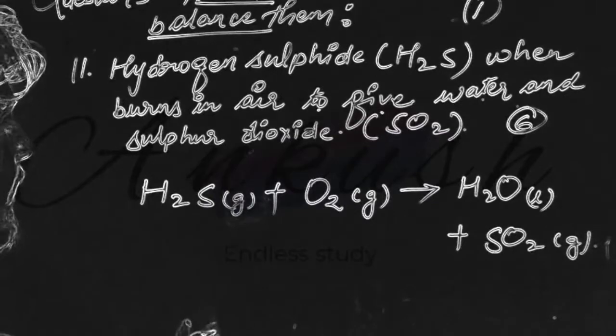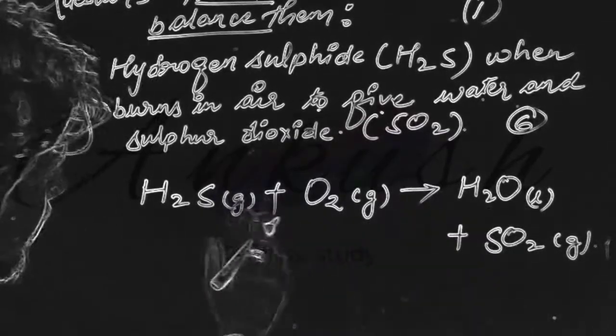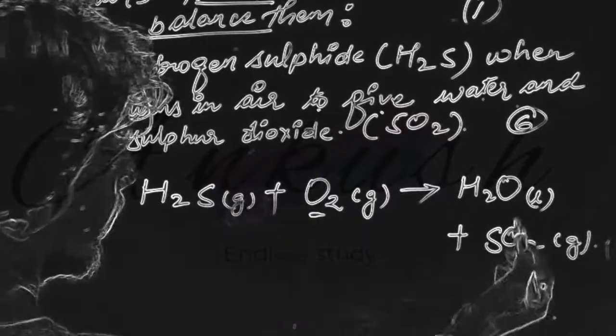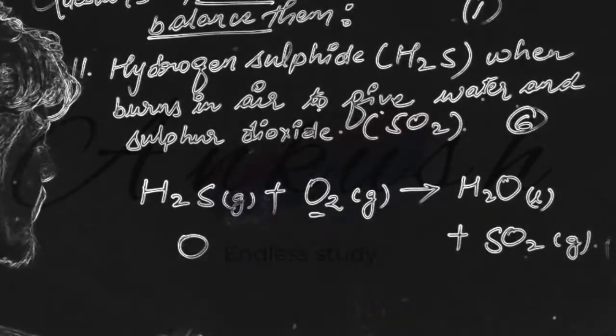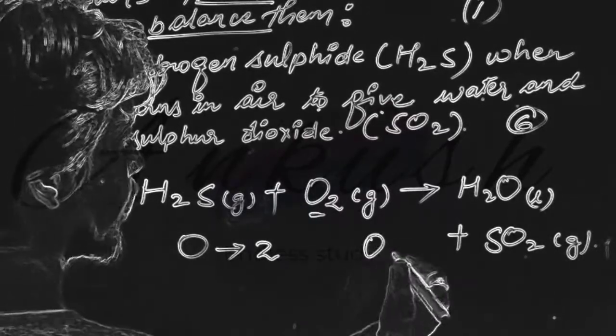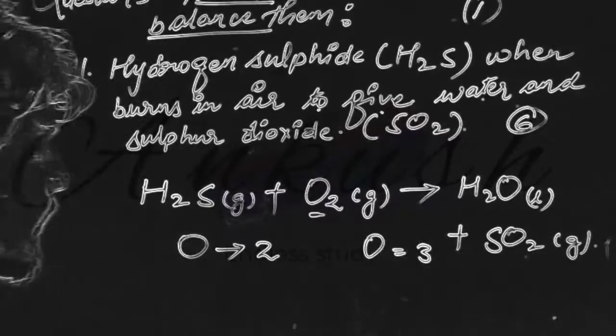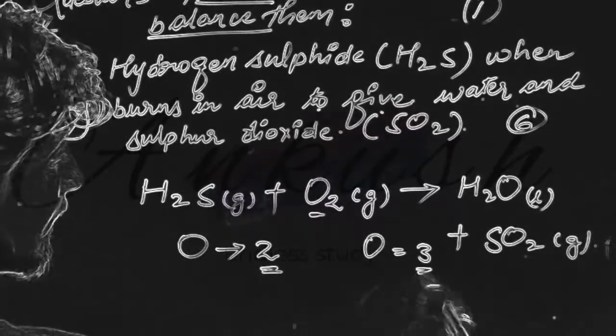Now we go for balancing it. If we see the maximum number of atoms, we can see oxygen here 2, oxygen here 2 plus 1, 3. So first of all we will take oxygen. Oxygen here are how many? 2. And here oxygen how many? 3. So what you will do? Because it is a even number and it is a odd number.